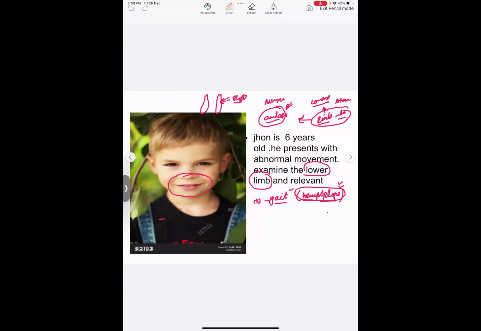What is your next step? You have to decide: is it crossed hemiplegia or uncrossed hemiplegia? Crossed or uncrossed? If it is of the same side, that would tell you it is uncrossed.